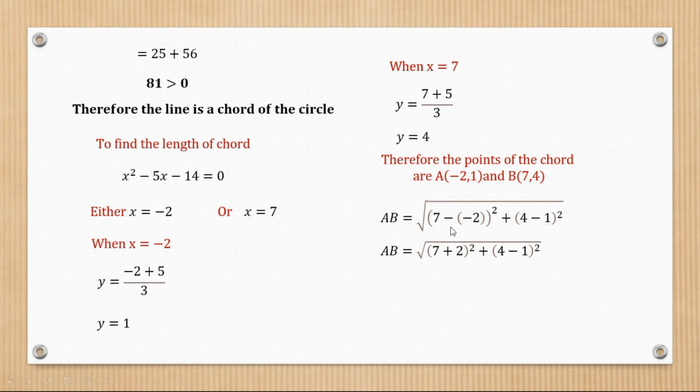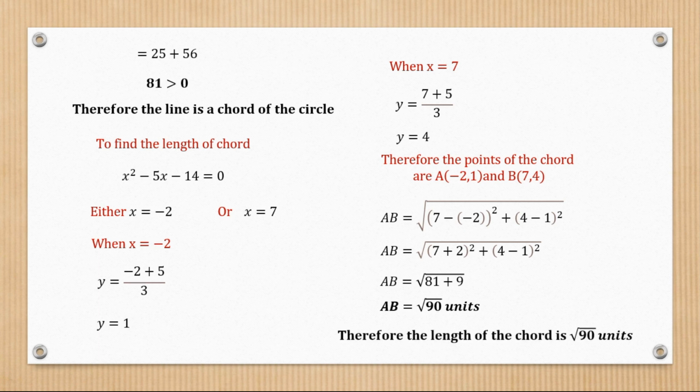Now you can say that 7 minus -2 shall be the same as 7 plus 2. Then 4 minus 1 is that way. So now 7 plus 2 is 9. 9 squared is 81. 4 minus 1 is 3, of which 3 squared is 9. So 81 plus 9 is 90. So AB is root 90 units. So therefore the length of this chord is root 90 units, and that is the answer.